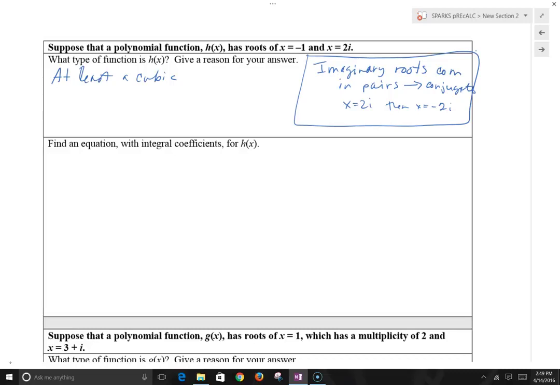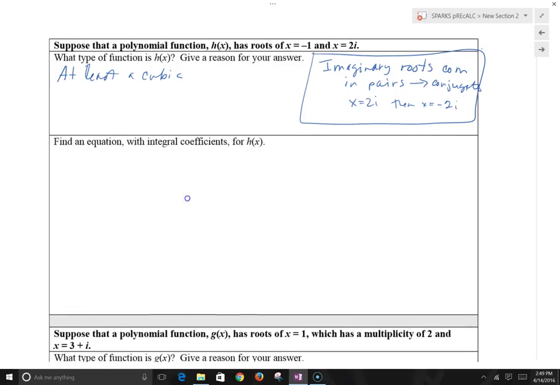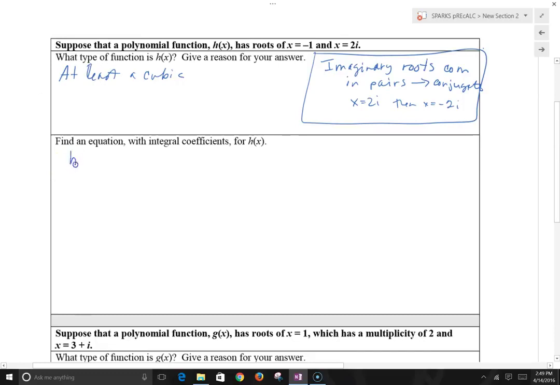Now we're going to find an equation. So we know since x equals -1 is one of our roots, then x plus 1 is a factor. The same thing with these complex imaginary roots. If x equals 2i is a root, then x minus 2i is a factor, and x plus 2i is a factor. Then we're going to multiply this out.